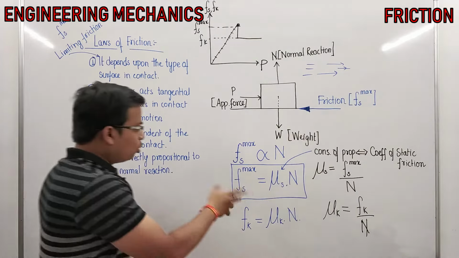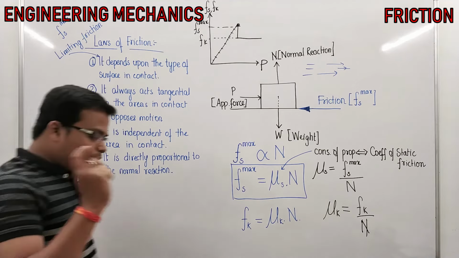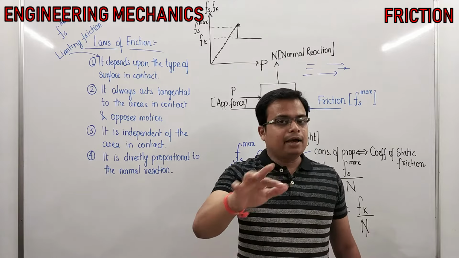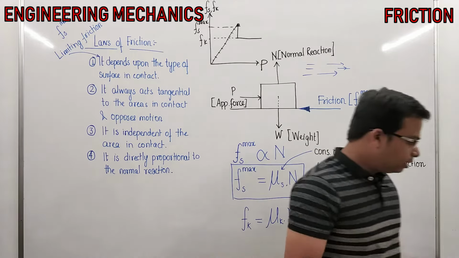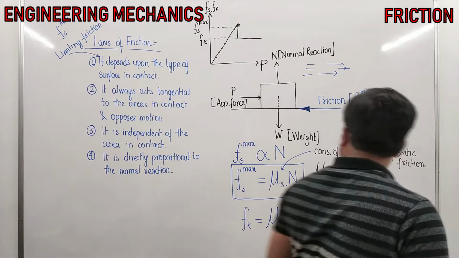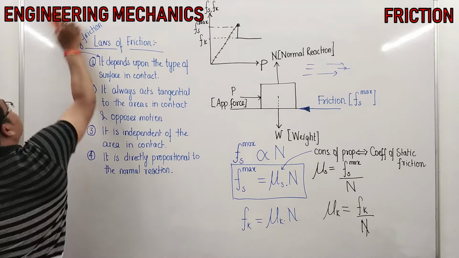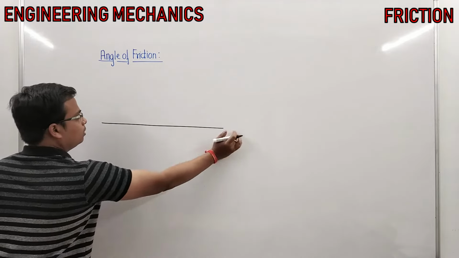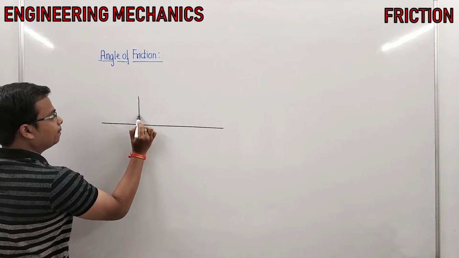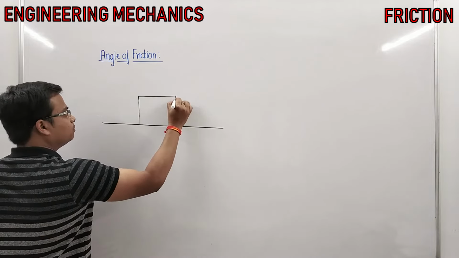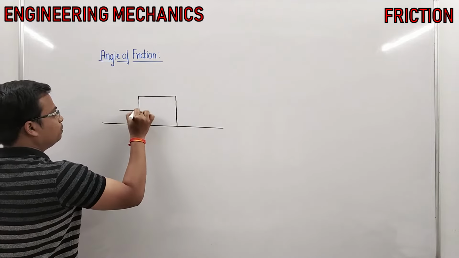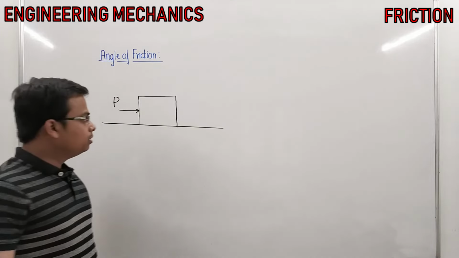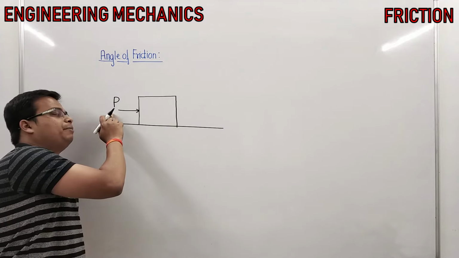Anyway, that was all about the coefficient of friction. Another important topic is the angle of friction. Let me take you through what the angle of friction is. Let's rub all of this. Let's say we've got a block. This is the ground, and we've got a block over here. If you're applying some force P, let's say over here, this is the applied force P. Always, in my videos, the applied force is represented by capital P.